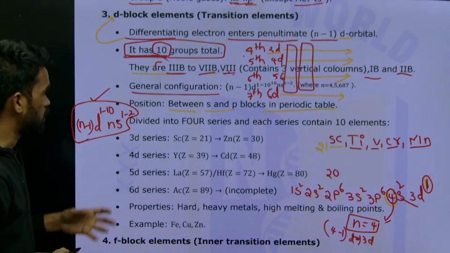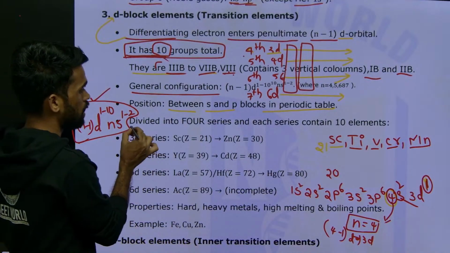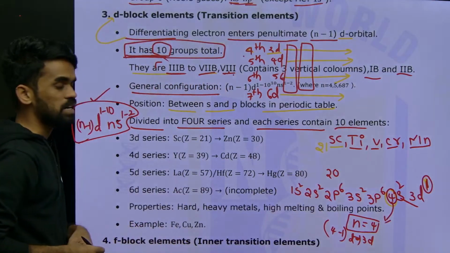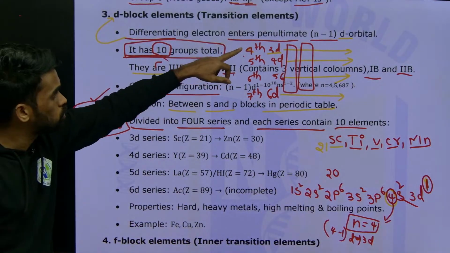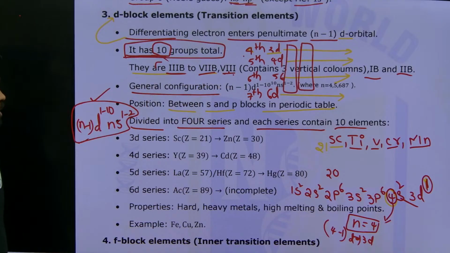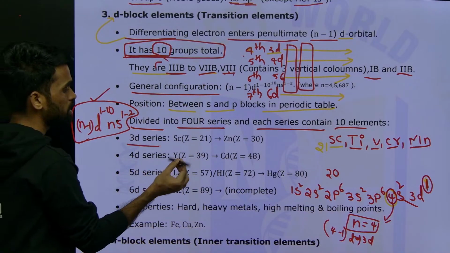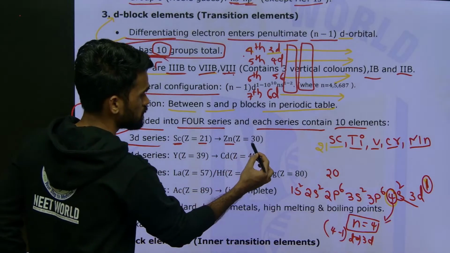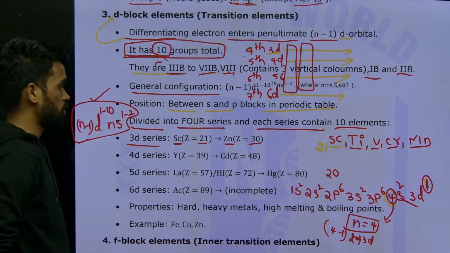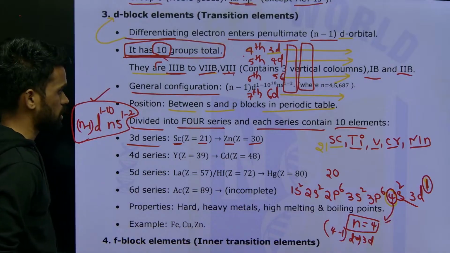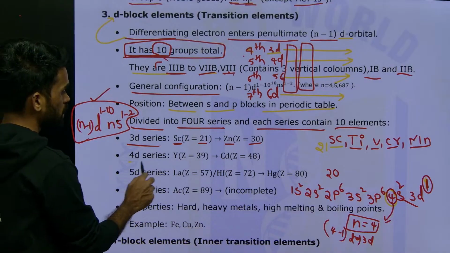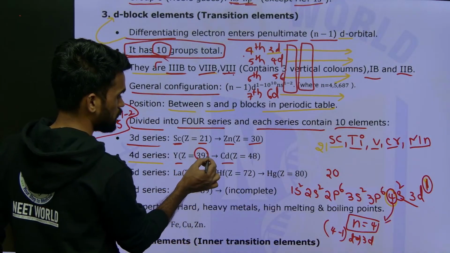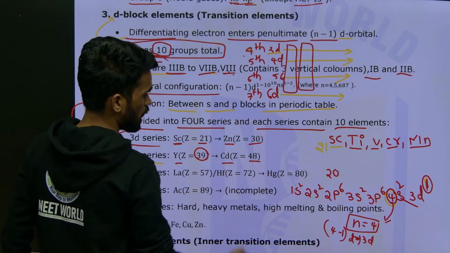Now these d block elements are divided into 4 series. Each series contains 10 elements, which I have told: 3D, 4D, 5D, 6D. The 3D series is from scandium, atomic number 21, to zinc, the 30th element. Similarly, the 4D series contains yttrium to cadmium. Yttrium's atomic number is 39 and it goes up to cadmium, 48.